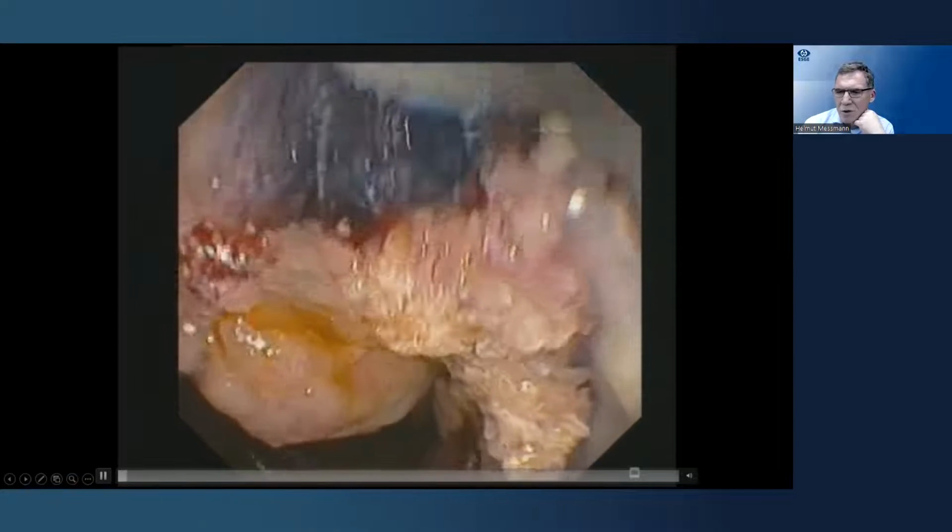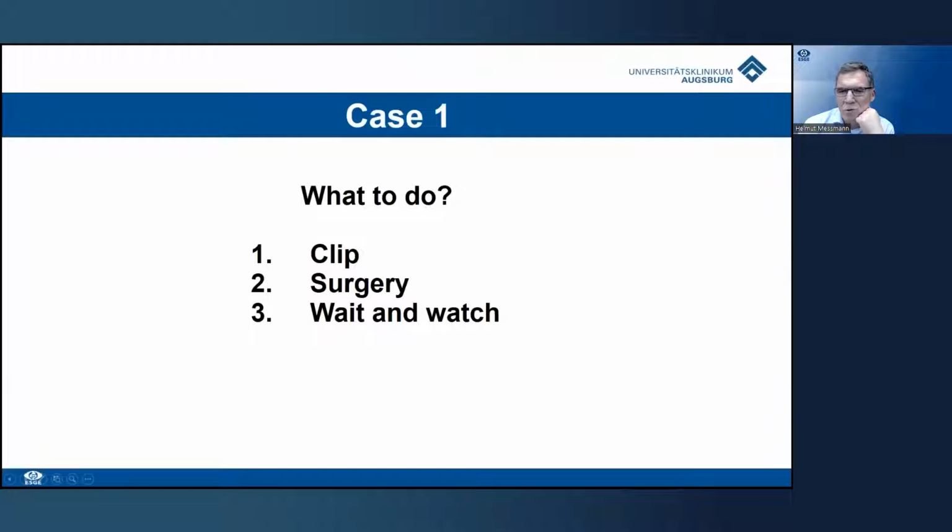And now my question to you, what would you do right now? Would you clip? Would you stop and send the patient to surgery? Or wait and watch, which means stop the procedure, nil by mouth, antibiotics, and decide the next day what to do. What is your suggestion? What is your recommendation? Clipping and continuing, stop and surgery, or do nothing and just conservative treatment?